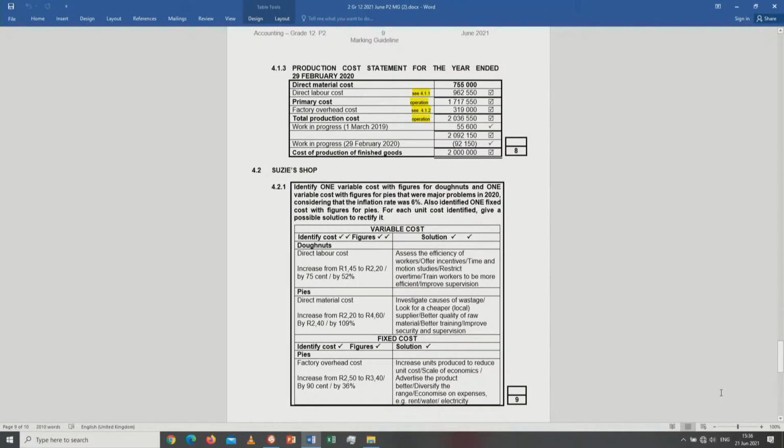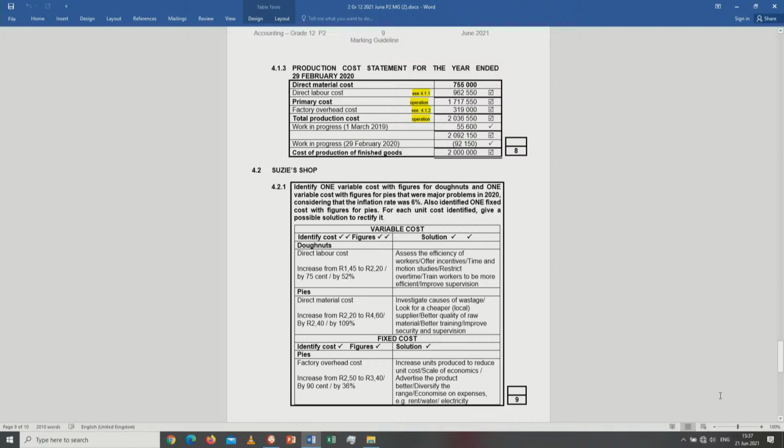Production cost statement 4.1.3, direct labor 962,550. So you'll give the mark, the method mark, according to the learner's answer. Primary costs will be based on the learner's answer and adding your direct material cost. Factory overhead, you also have to go back to the note to see what's the learner's answer to be able to award him this method mark here. Work in progress at the beginning, a full mark because it was given to him.